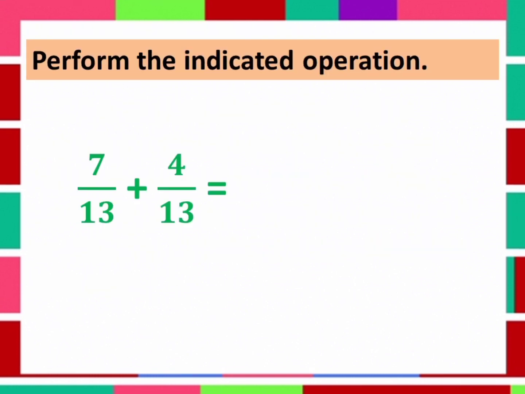7 over 13 plus 4 over 13. So, as you can see, they have a common or similar denominator. So, what you are going to do is add the numerators. So, 7 plus 4 over 13, because you are just going to copy the denominator. Then, simplify. 7 plus 4 is equal to 11, and copy 13. So, therefore, our answer is 11 over 13.